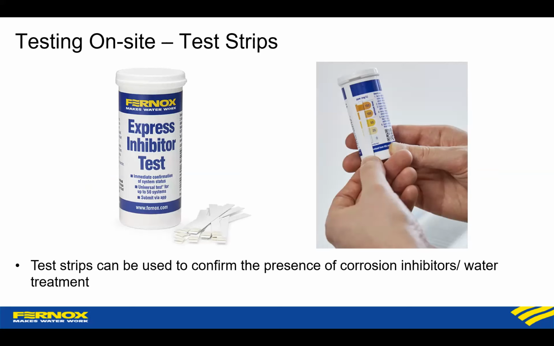And also test strips. Can't really stress enough how useful a quick test for corrosion inhibition is. It's now largely mandatory across the UK, and it's going that way in Europe. But this is a very simple test we do. It measures molybdate levels. Dip it into the water or the glycol, and this will tell you if you're above the minimum line or not.